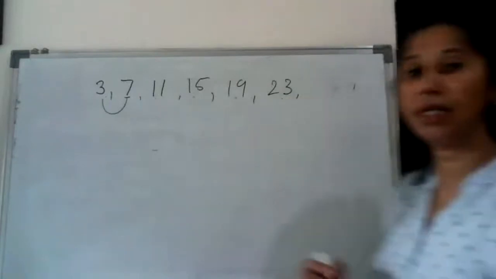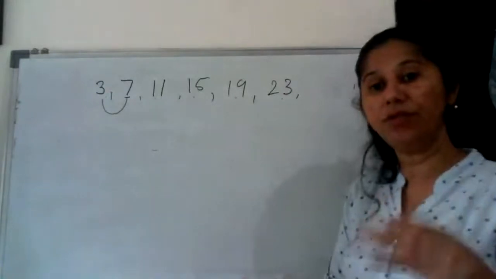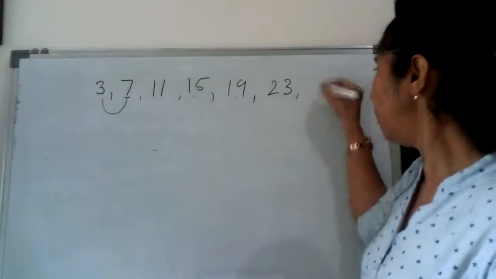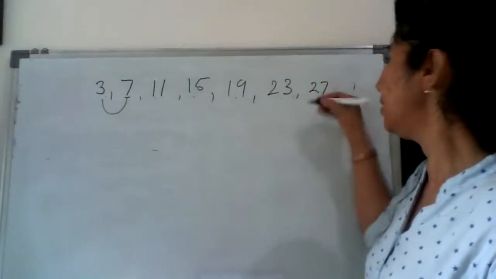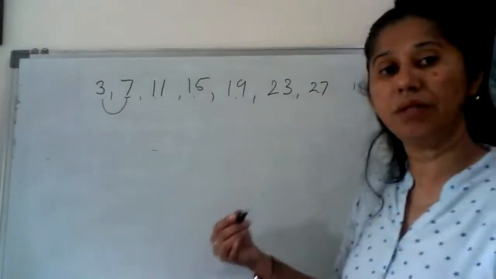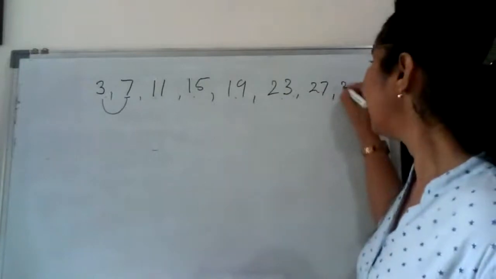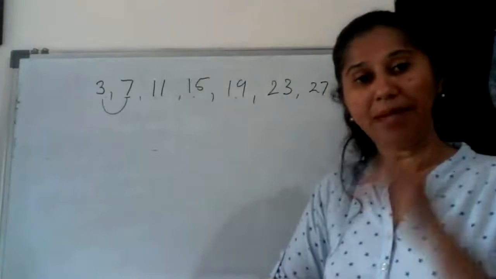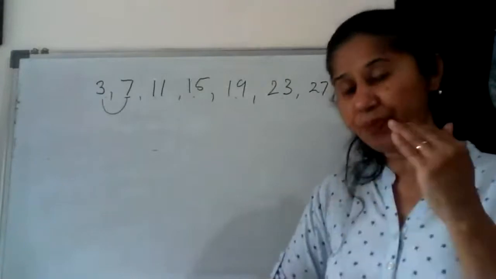Yes, you correctly answered, 4 ahead. We have to move 4 further. So 23 plus 4 will give you 27. If I ask you the next number in the same pattern, we'll say 31 and so on. So are you getting that pattern? It's quite simple to understand.